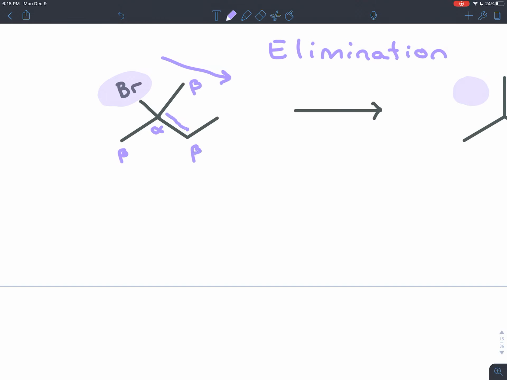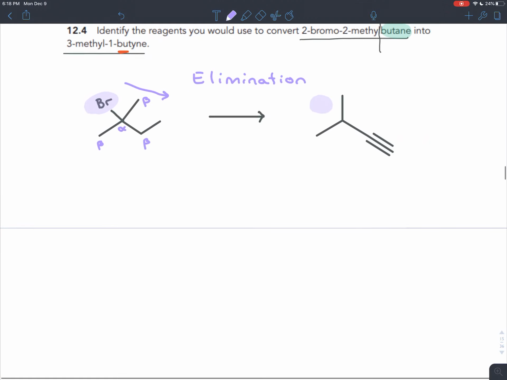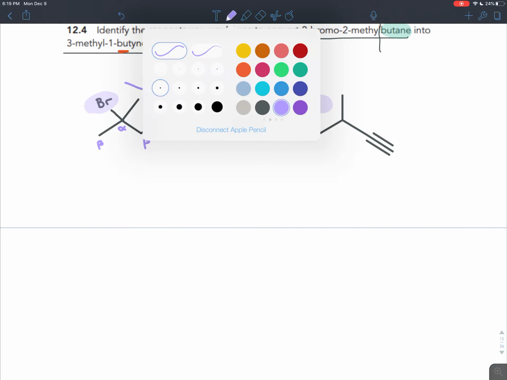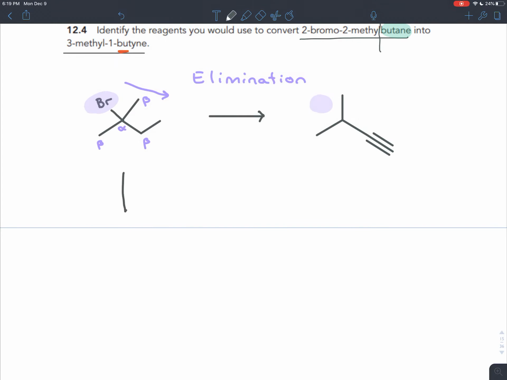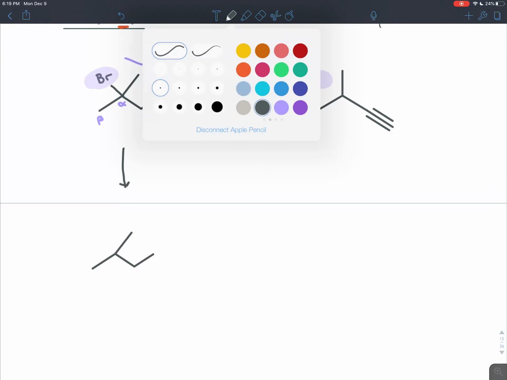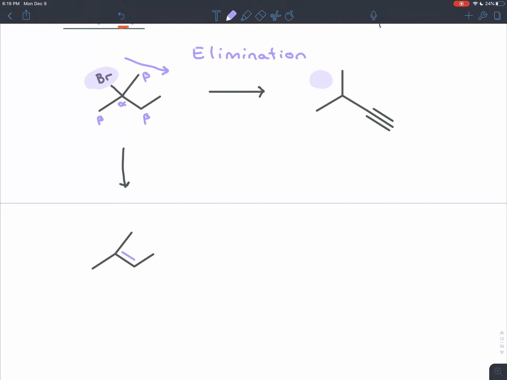We want to create the more substituted alkene. We want to form a pi bond toward the more crowded carbon. Notice this is primary, this is primary, this is secondary. So we want to form a pi bond to a more crowded carbon. That's the Zaitsev product. We want to do an elimination to get the Zaitsev product. So we want the pi bond to form here in the more crowded substituted position.